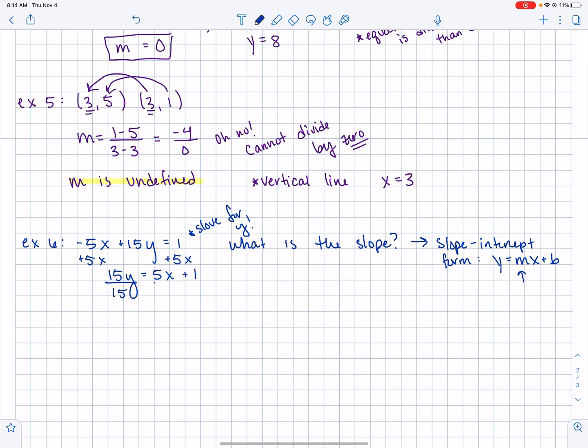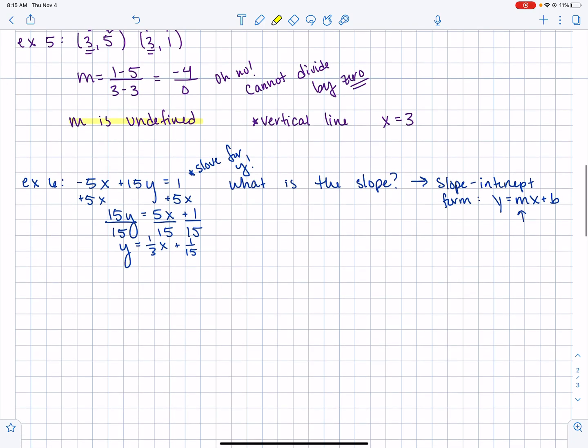Divided by 15. And the equation of the line is y is equal to, let's reduce that fraction, 1 over 3x plus 1 over 15. So my slope here is 1/3. So my answer to this question is my slope is equal to 1/3. The equation of the line, of course, is y is equal to 1/3 x plus 1/15, but the slope of that is 1/3.